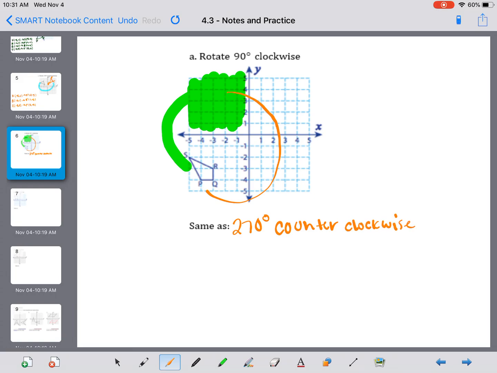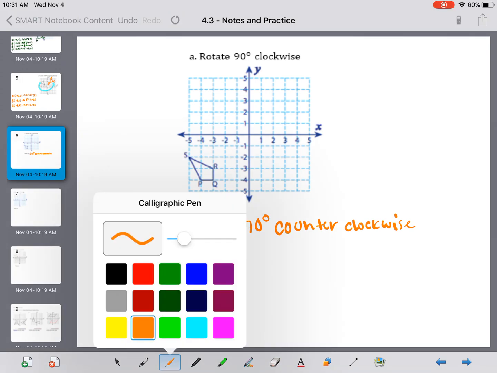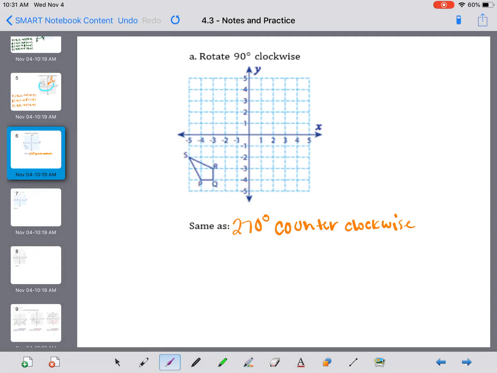Because we want to jump one quadrant clockwise, well, to go counter, we're jumping 3 quadrants. And when you do a 270 degree rotation, you're jumping 3 quadrants counterclockwise. So that's what we're going to do. We are going to do a 270 degree counterclockwise rotation, and that's the same as a 90 clockwise. So again, I'm going to write down these points.